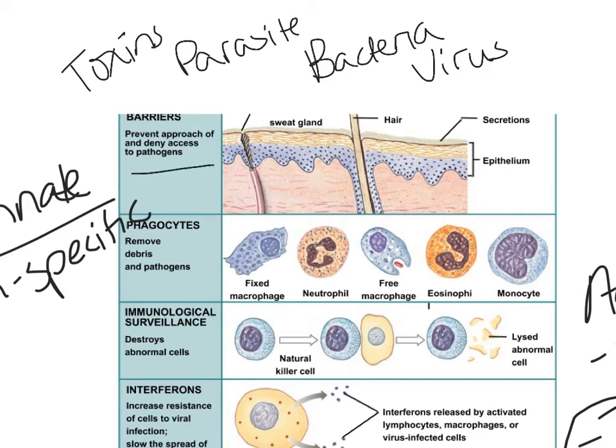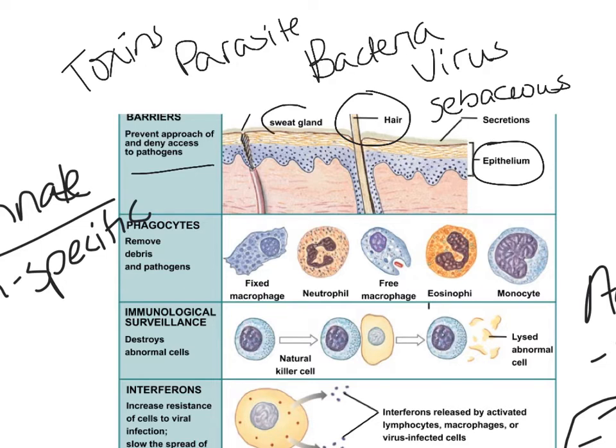And those physical barriers are definitely your skin, so the epithelium, that's a barrier. It doesn't let anything come across it. There's also hair. Hair helps to prevent things from landing on your skin. And then we have some secretions. So we have oil from sebaceous glands. That will help to prevent bacteria or viruses landing on your skin. We have sweat glands that secrete a salty fluid, and pathogens can't live in salt.